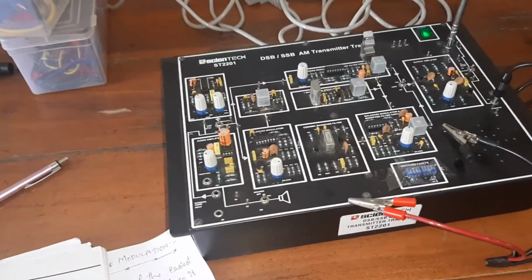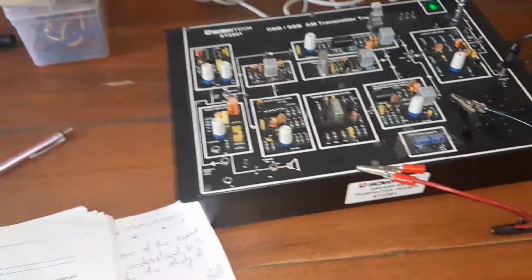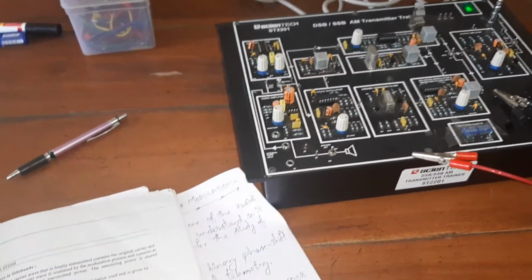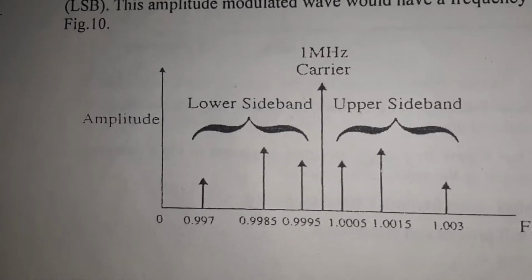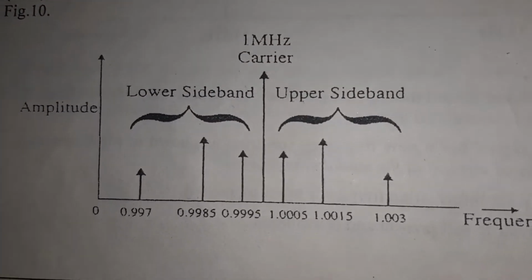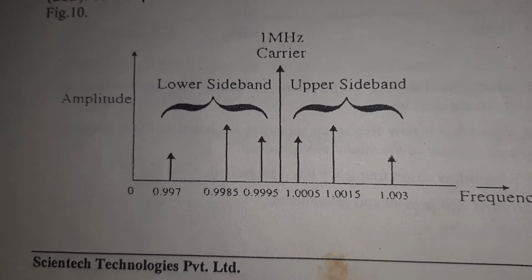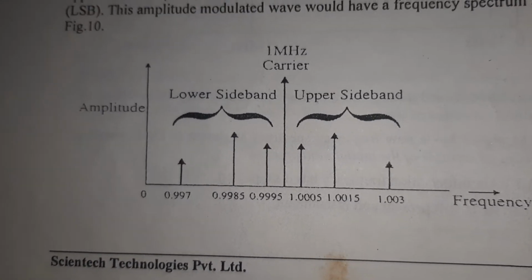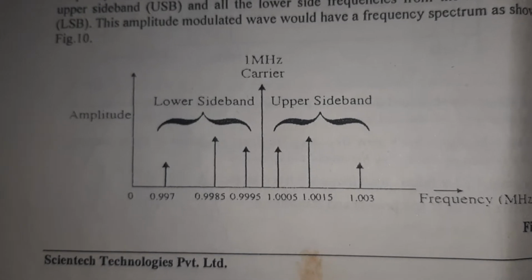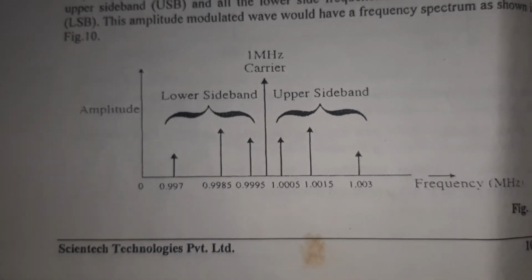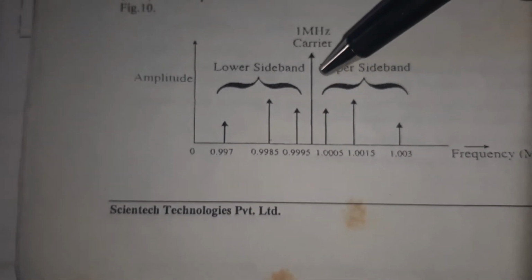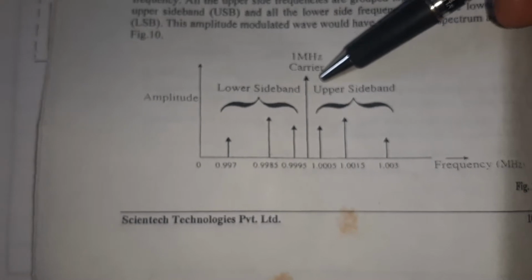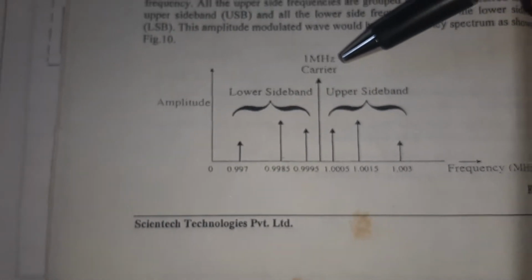So this is the basic way we can tell whether it is a lower sideband or upper sideband. I will show you one graph. It will be easy to understand. Here you can observe, in the x-axis it is the frequency, and the y-axis shows the amplitude. Now you can observe this is the carrier, that is 1 megahertz. So this is the center frequency, that is f suffix c.